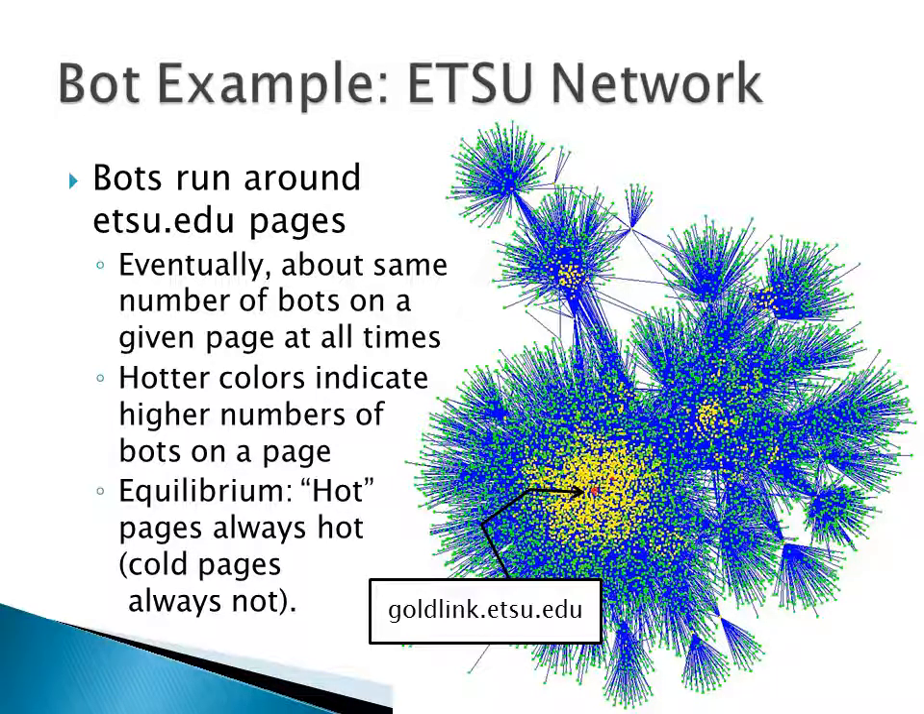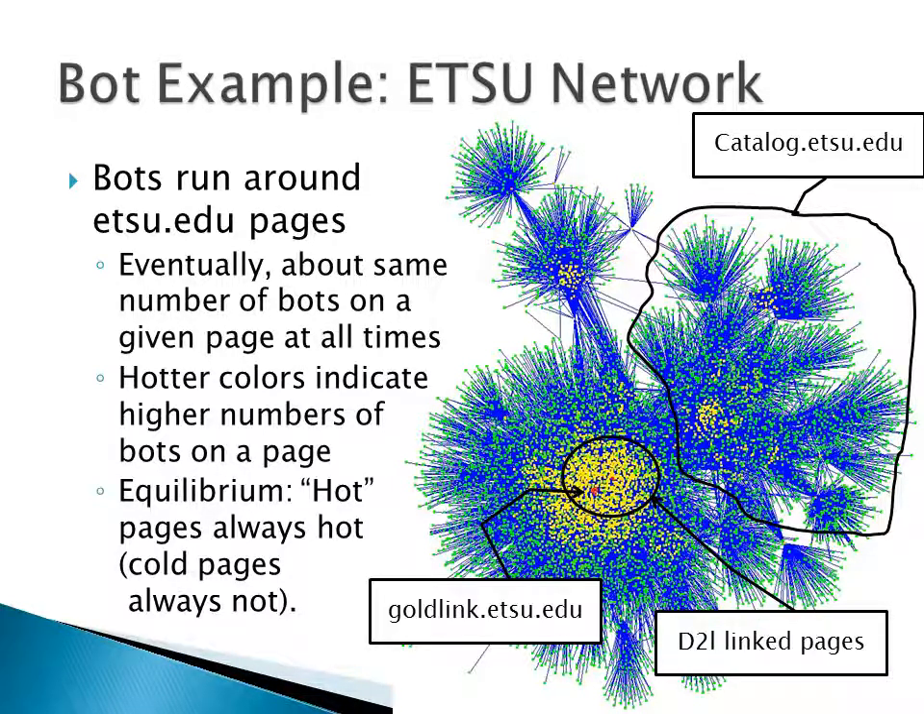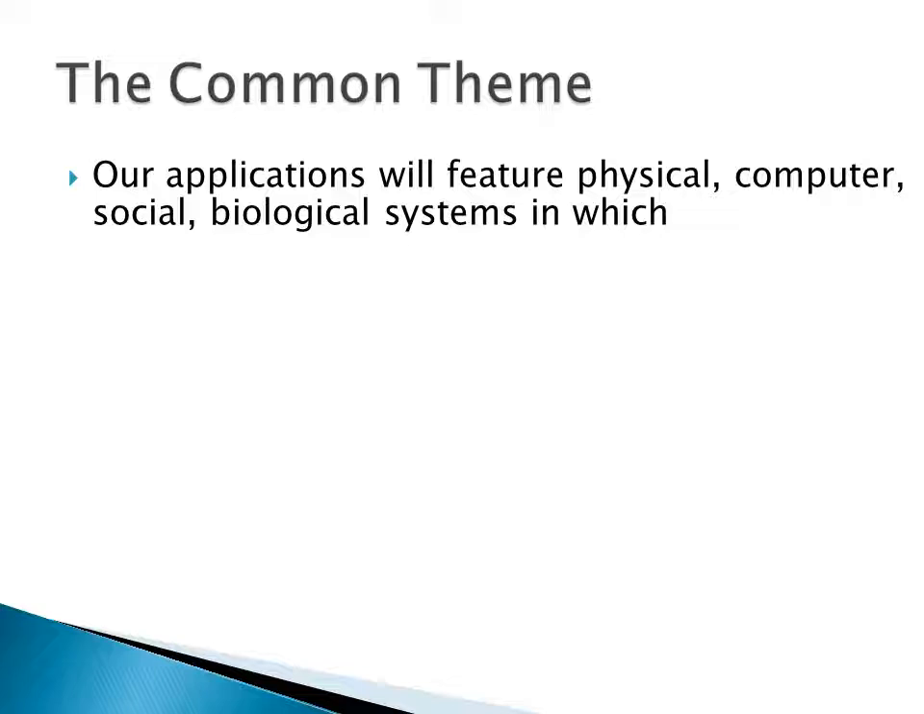So the hottest page is goldlink.etsu.edu. Catalog web pages are over here in this section of the graph. D2L pages are here. This hot spot in the middle is mainly what's linked to by D2L. And the library is this little node up here that you see.